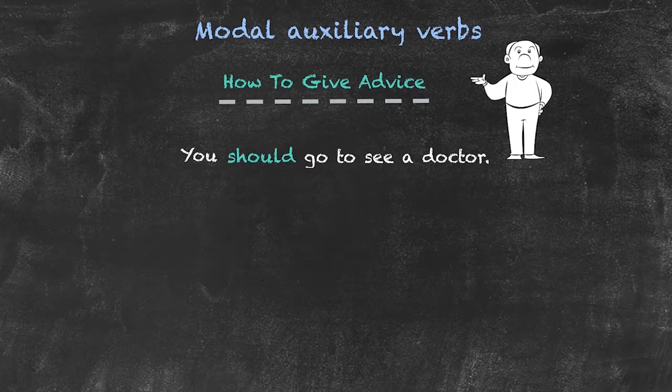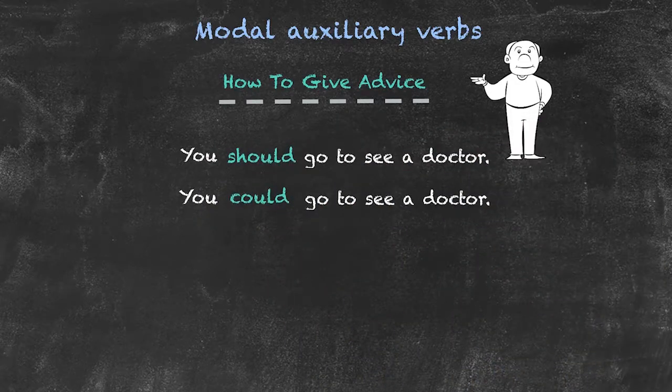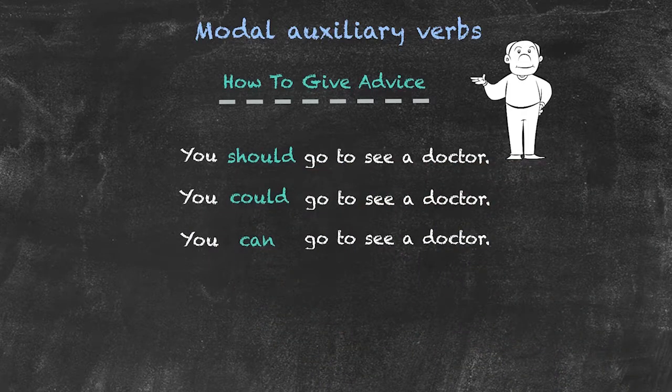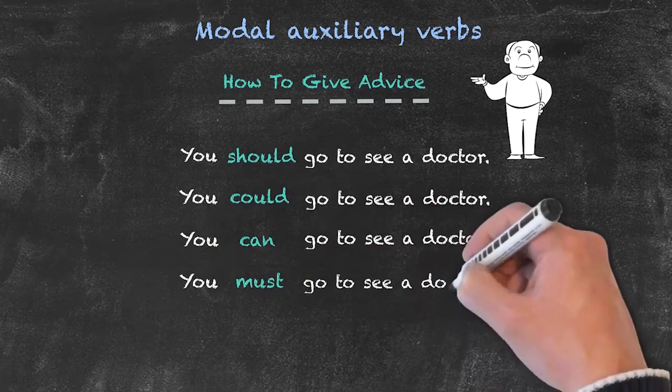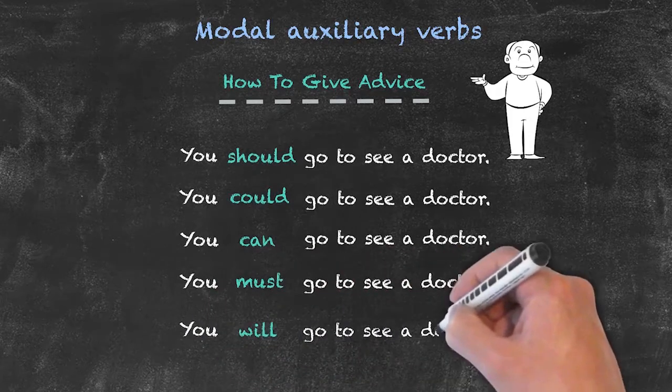If the advice was a little bit weaker than that, you could go to see a doctor. It's not important that you do, but there is some advice being offered here. Even weaker than that, which we touched on earlier, could be, you can go to see a doctor if you want to. An even stronger way of giving advice is, you must go to see a doctor. With that, which is strong advice. The strongest of all, perhaps when parents are disciplining children or for giving orders, for example, is, you will go to see the doctor. With that.